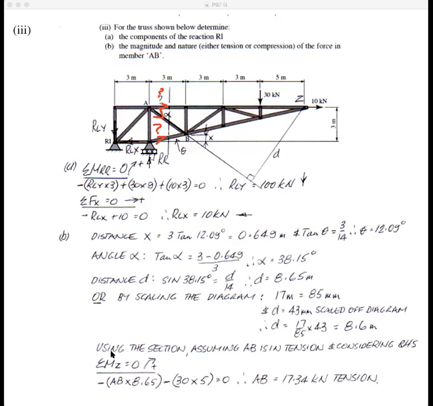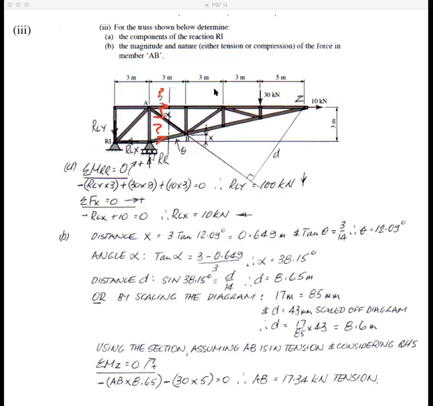Okay, so using the section, assuming AB's in tension and considering the right-hand side, I've got AB times 8.65, so we've got that going anti-clockwise. We're taking moments about Z because we want to eliminate that force and that force.